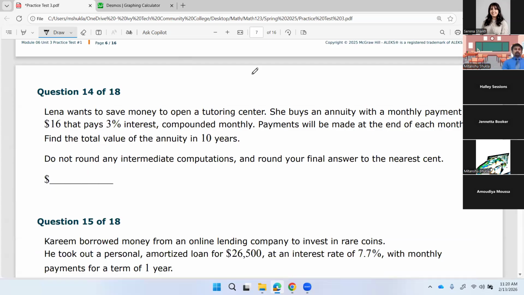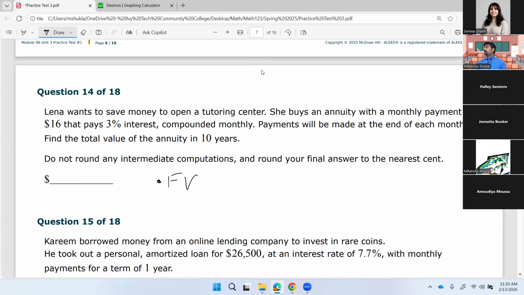Number 14. So, Lena wants to save money to open a tutoring center. She buys an annuity with a monthly payment of $16 that pays 3% interest compounded monthly. Payments will be made at the end of each month. Find the total value. So for annuities, I think what they want you to do is be able to figure out what Excel formula to put in. And that formula for us is going to be some future value.